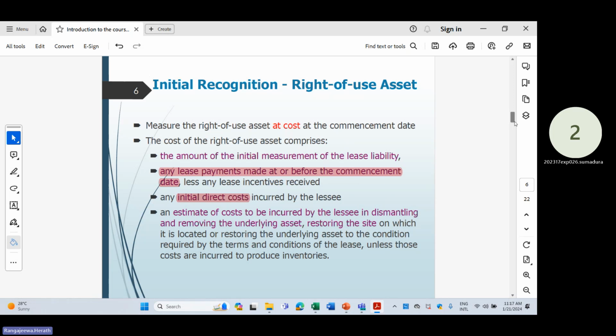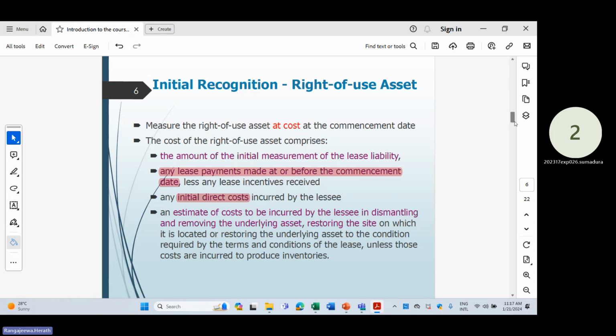You enter into a lease agreement and obtain the right of use of a motor vehicle. The lease liability is 5 million. That 5 million we credit to lease liability and debit to right of use asset. So one component of the right of use asset is the amount of the lease liability.